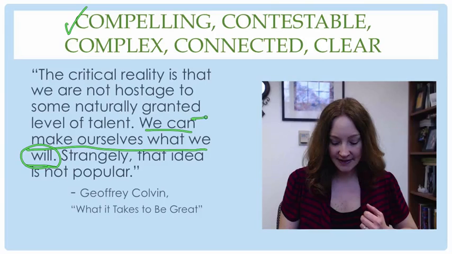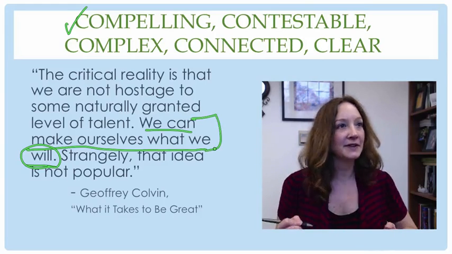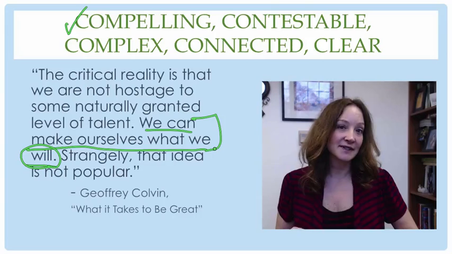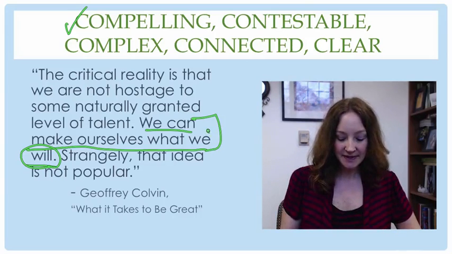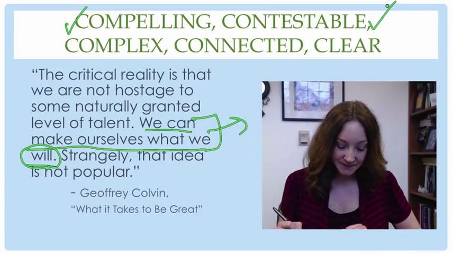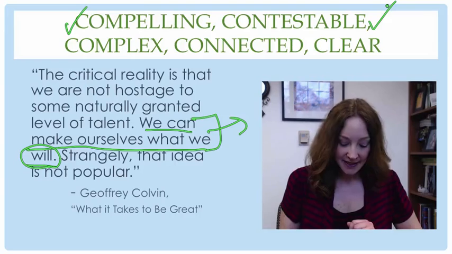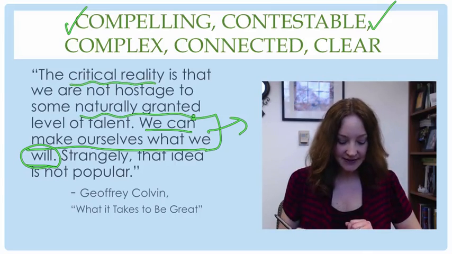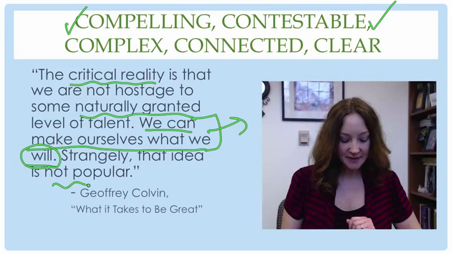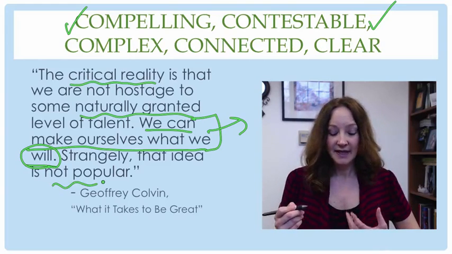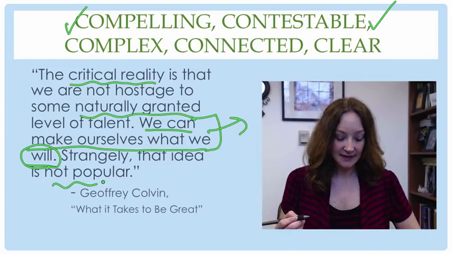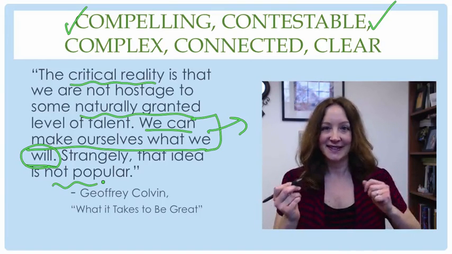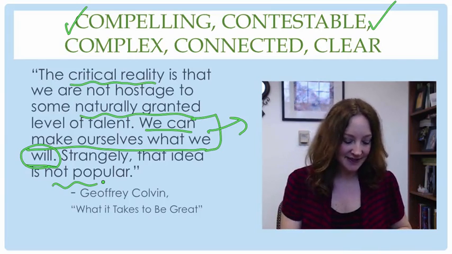So I think this sentence is contestable, and that doesn't mean that I've caught Colvin and I'm going to show him why he's wrong. It just means that this is an ongoing scholarly conversation, right? And if I were writing about this, I might build on this particular sentence. So yes, it's contestable. Is it complex? Yes. I think phrases like the critical reality, naturally granted level of talent, ideas that are popular or not, all of those are complex ideas and concepts. And the interplay between talent and work or nature and nurture is a complex idea.